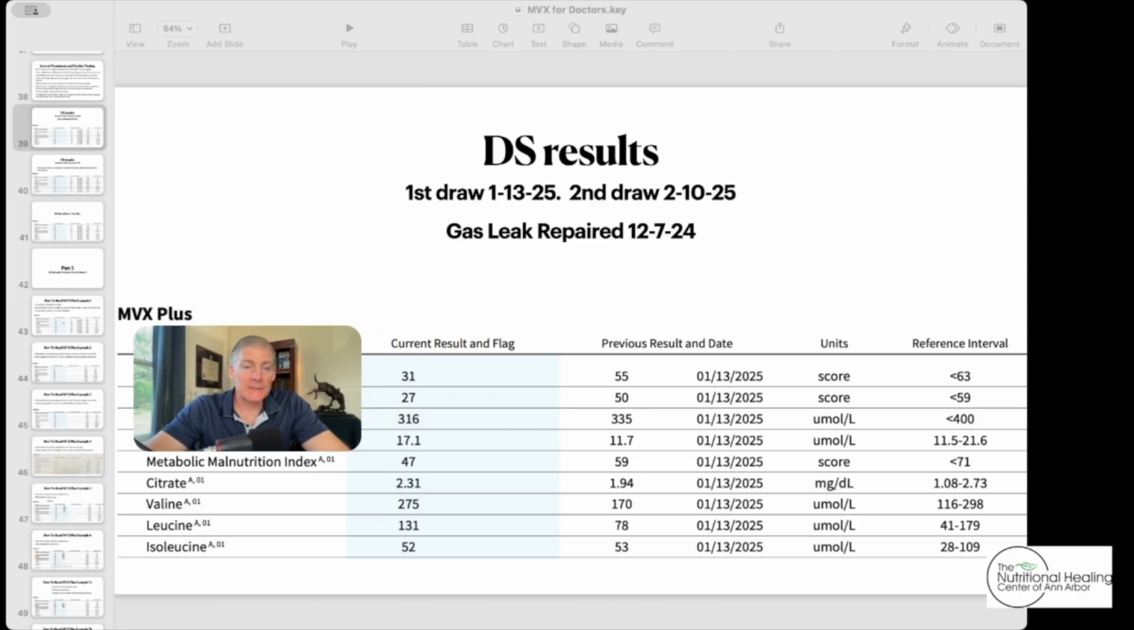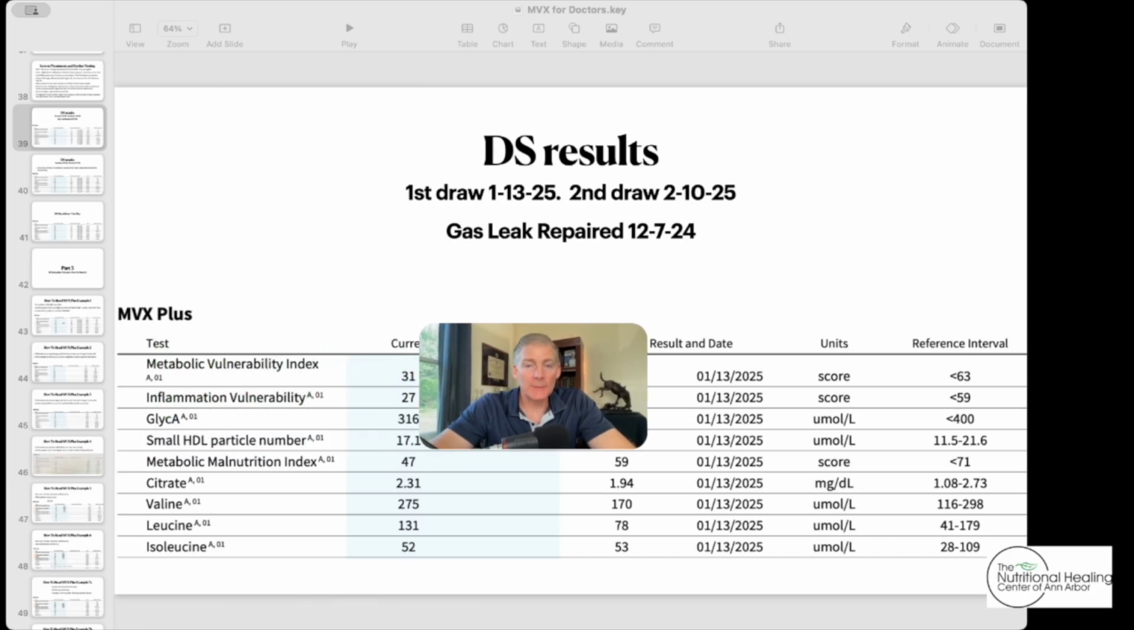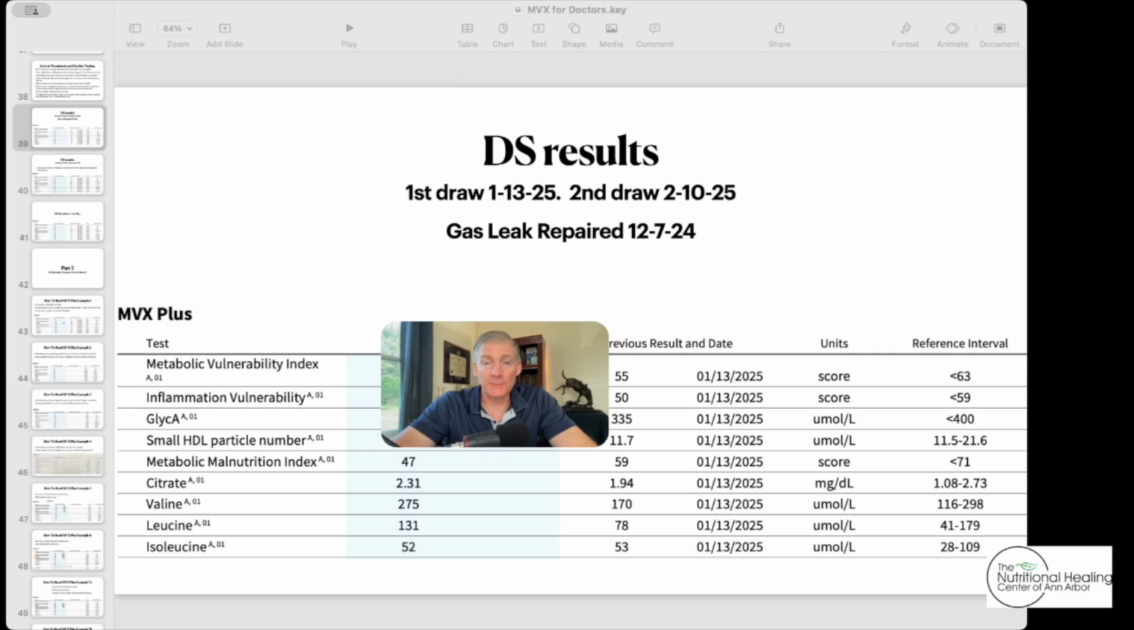The third index is the Metabolic Malnutrition Index, so right below my face here. And you want that to be in the upper 40s. That'd be ideal. The lowest I've seen is 43. And so you can see in this example, I was at 59 and I had a gas leak and it caused some digestive upsets. After I fixed the gas leak, then my score dropped down to 47, which is great. And I felt a lot better. My appetite was better. I was eating more food.